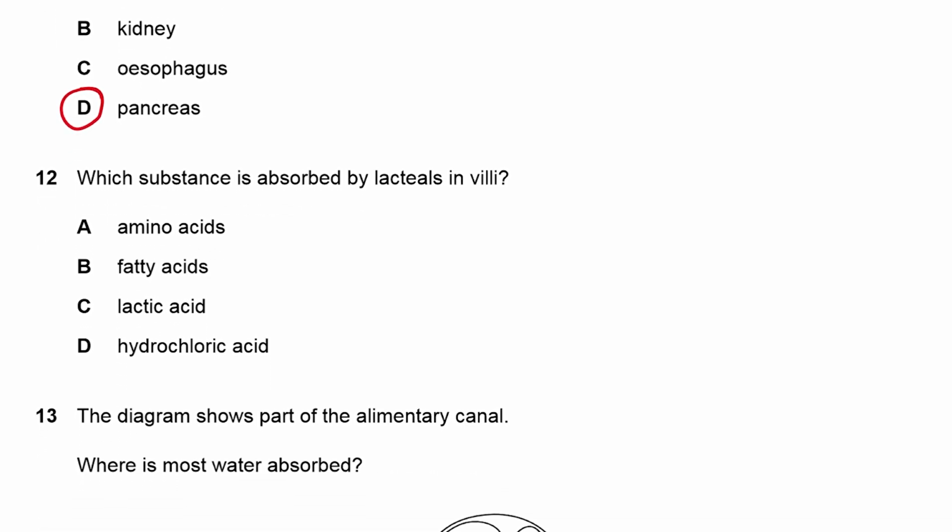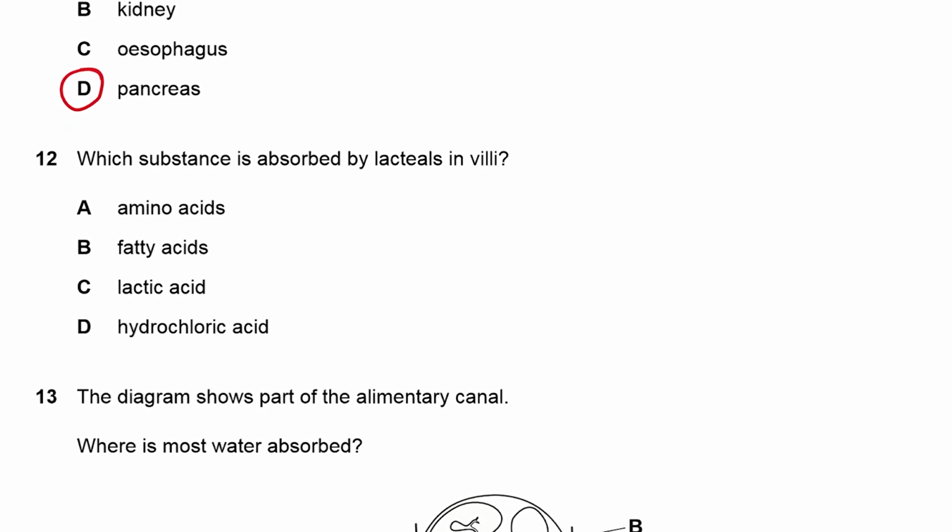Number 12 says, which substance is absorbed by lacteals in the villi? Is it amino acid, fatty acid, lactic acid, or hydrochloric acid? Now, the substance that is usually absorbed is fatty acids. Okay, fatty acids and glycerol, these are the smallest units of what? Of a nutrient known as lipids. So it is fatty acids, B.